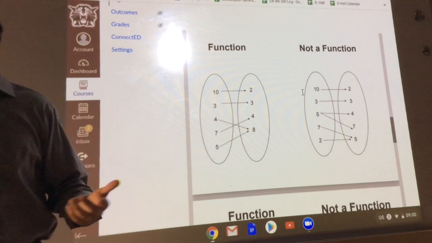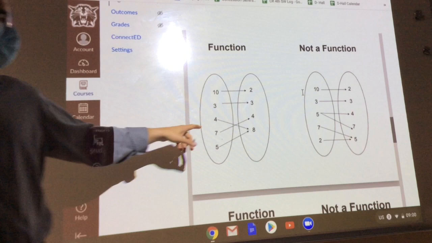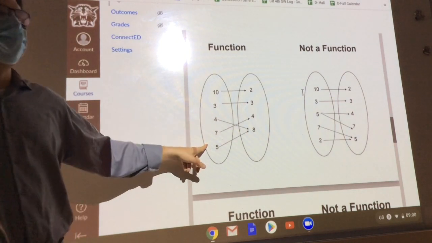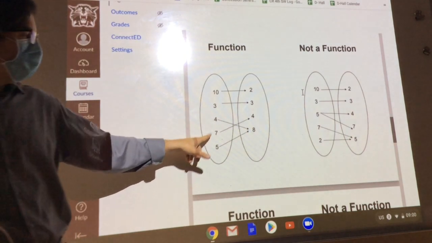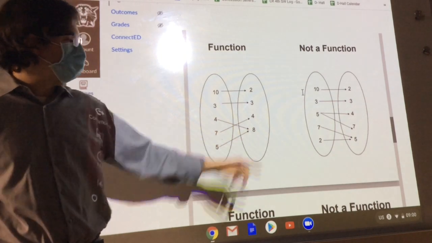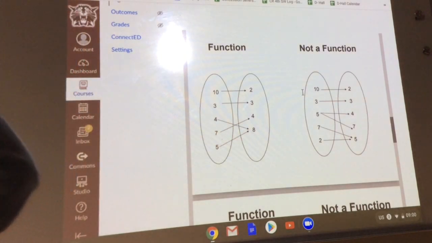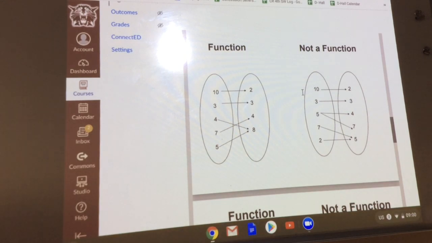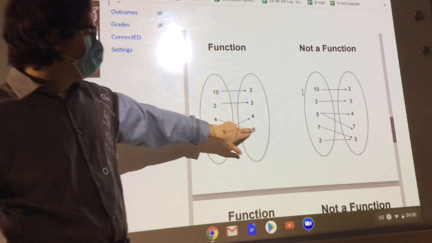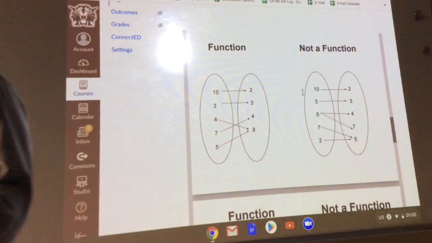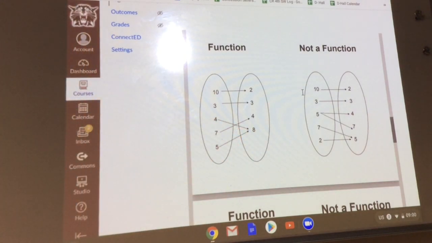Now, when I look at this, I said that x can never repeat. But is it okay if the 4 and the 5 both share the 8? That's okay, right? I don't really have a good witty relationship joke here because I just don't. But I don't care if the y value repeats. It's the x value that I have a problem with. We're good there.